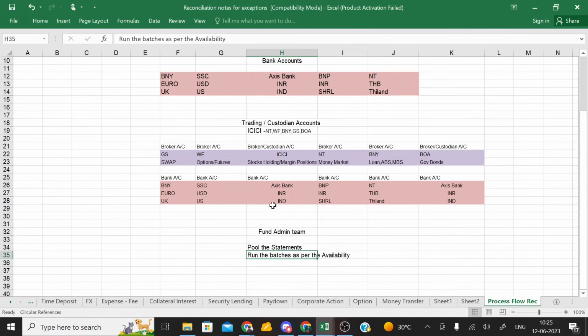They run the batches, which means for every broker, country wise, you would see different timings. For the US market, let's say, the market opens at 4 p.m. The Indian market opens at 9:30. So admin teams provide support 24/7. Their job would be to pull the statements and run the batches. Here they can run the macro.